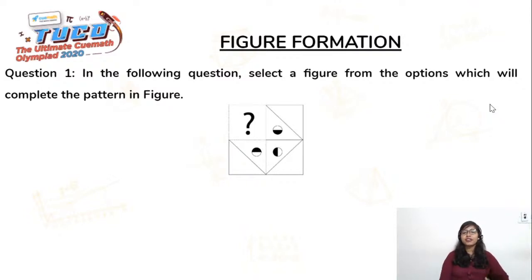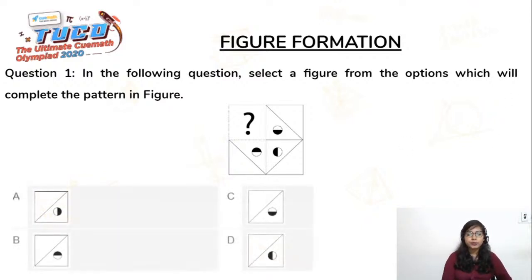So here goes our first figure formation question. Please observe, everyone. In the following question, select a figure from the given options which will complete the pattern. Let me also quickly put down the options so that you all can check. As per this, what I observe is that this is going to be a kind of diamond shape, because I could see there's a line going from here, from here, and then this, and then there is another line here.